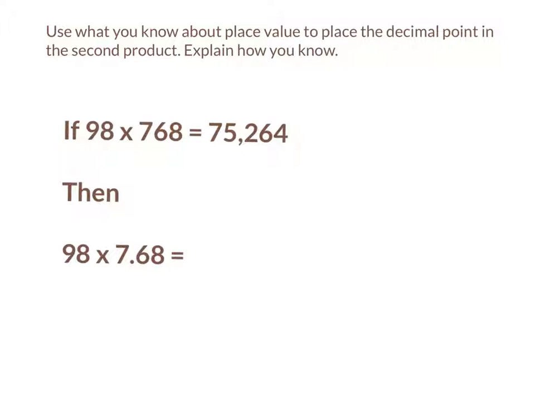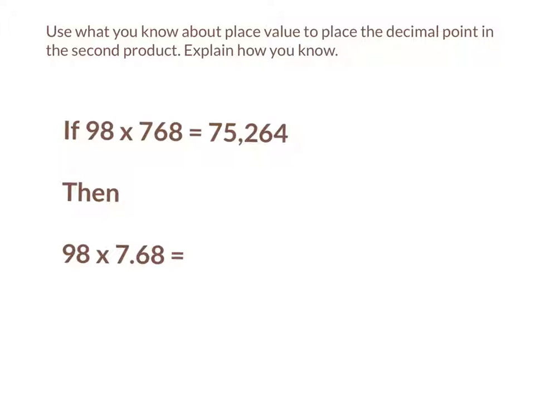It says, use what you know about place value to put the decimal point in the second product. Okay, so I already gave you some information. 98 times 768 is equal to 75,264. Okay, so if that's true, then what do you think the answer to 98 times 7.68 is? Do you have to do the math? No. Talk to your table group. I want you to write down the first statement and then write the then, and then see if you can write the second statement together as a table group.